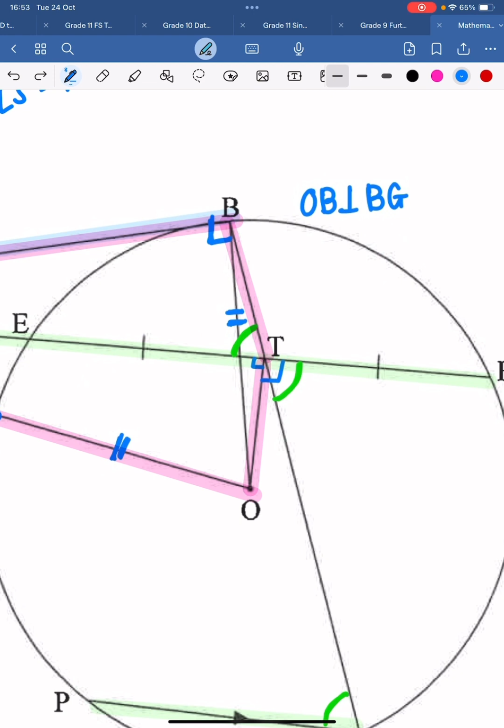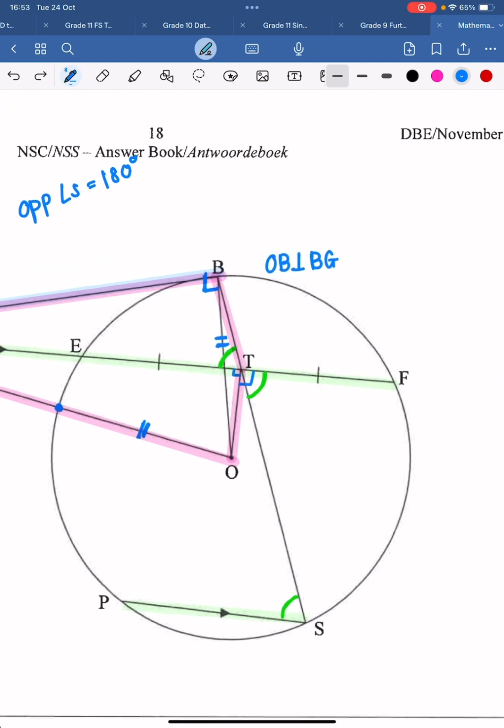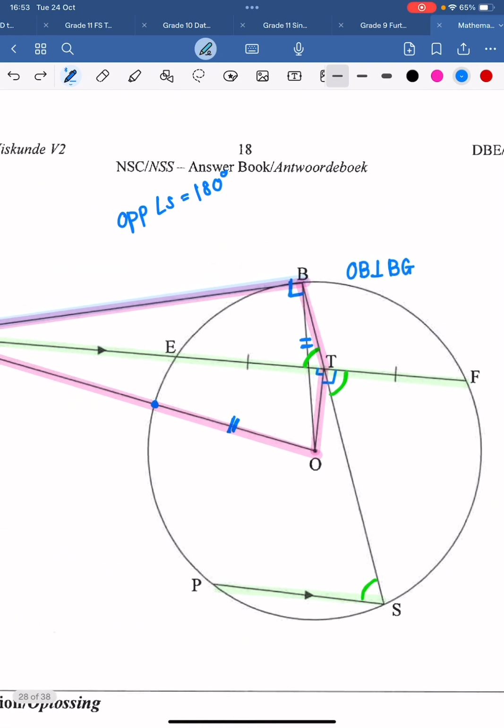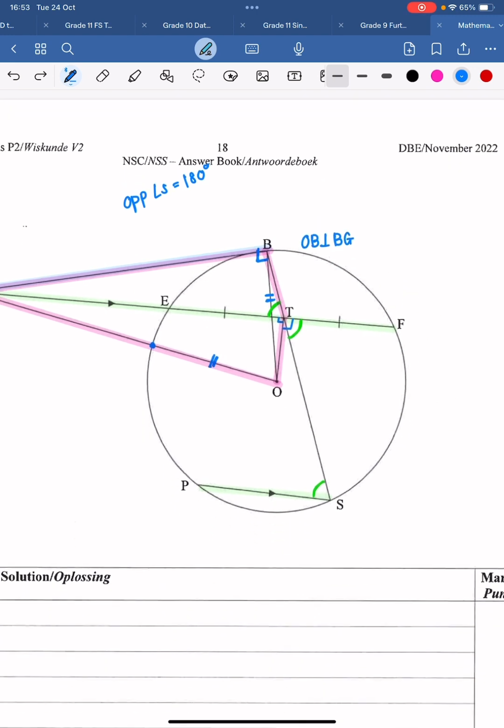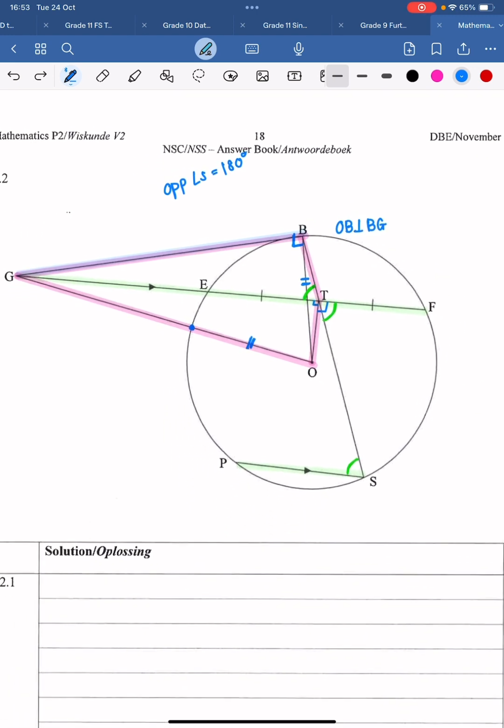A lot of people last year wrote that this angle is 90, and then somehow they got that this angle is also 90, so they said that they add up to 180. That's actually wrong, okay? That angle that is 90 is not an angle in this quad. Okay, so this is not going to work this time.